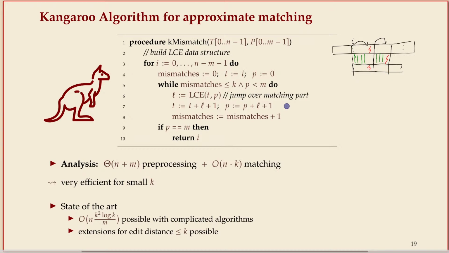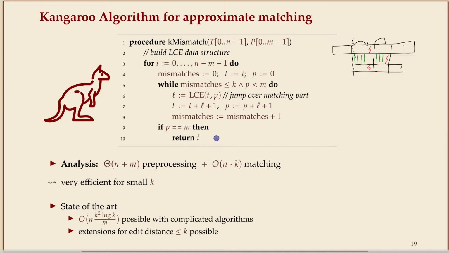By doing this, I can do at most k steps, and no matter how long the pattern is, after time proportional to k, I know whether I found the end of the pattern. So I could match the entire pattern with at most k errors, or not, because I'm still in the middle of the pattern. I ran out of mismatch budget. So the algorithm is fairly simple. The only tricky bit is in the implementation of LCE, the black box for Christmas.